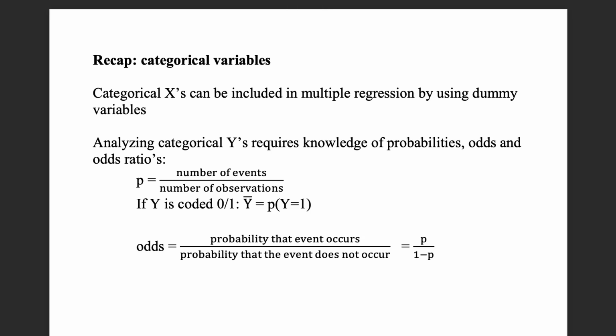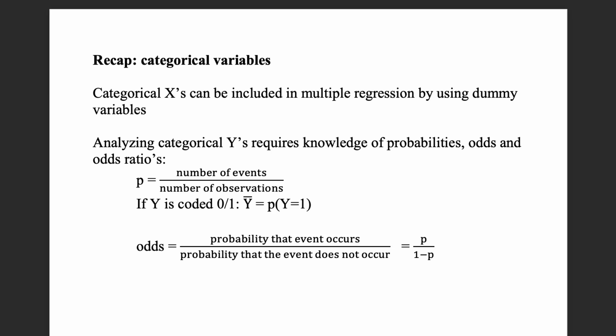Probability tells us something about how likely it is that something happens. We can also look at, well, how likely is it that something happens compared to how unlikely it is that something happens, and that's what we mean when we talk about the odds of something happening. So the odds are a statement about how relatively likely it is that something happens compared to how relatively likely it is that something does not happen.